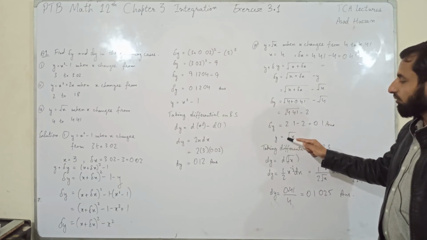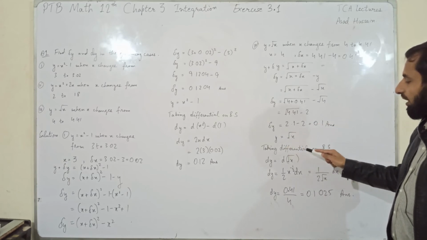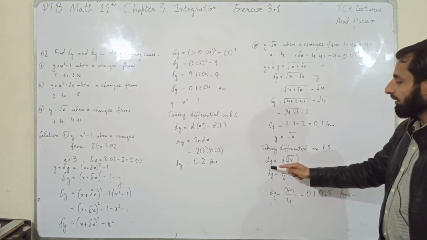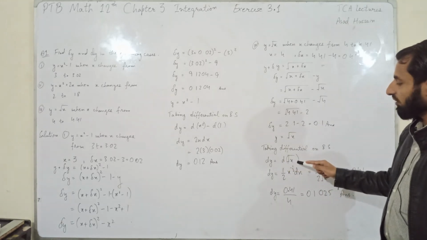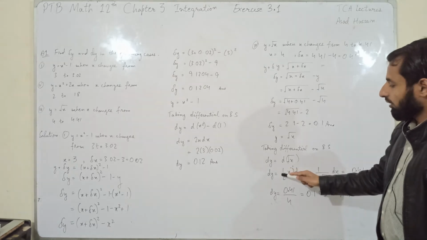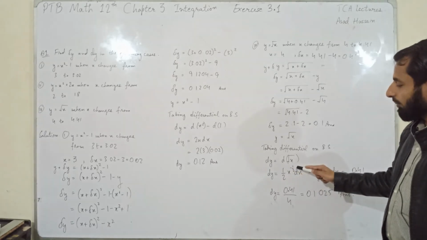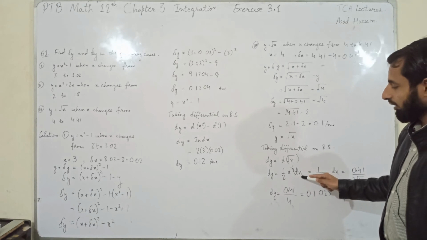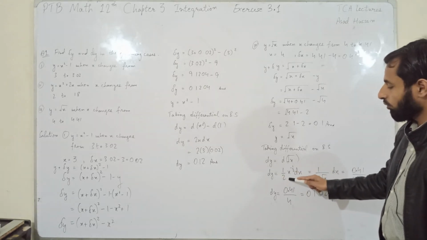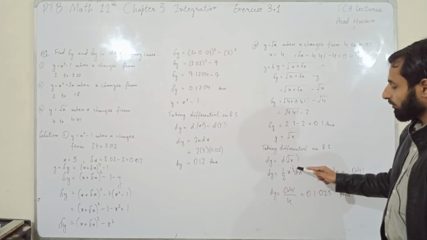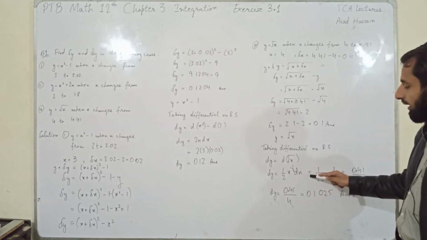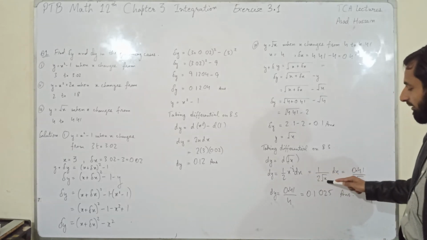Now y is equal to under root x. Taking differential on both sides, we get dy is equal to derivative of under root x, which is, according to power rule, power minus one, times the derivative of the base. dy is equal to 1/2 x to the power minus 1/2 dx, which can also be written as dx over 2 under root x.